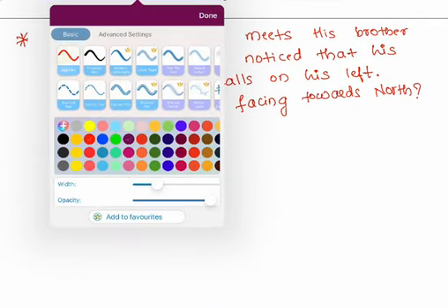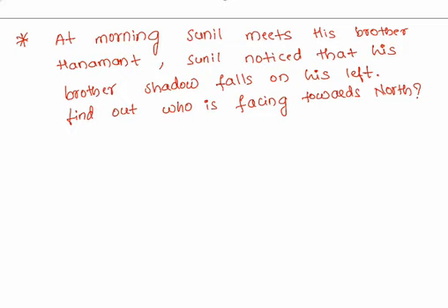This is a very important question. In the morning, Sunil meets his brother Hanumant. Sunil noticed that his brother's shadow falls on his left. Here, very important: left. Find out who is facing towards north. This is the question. I tell you, 100% this type of question comes in the exam.